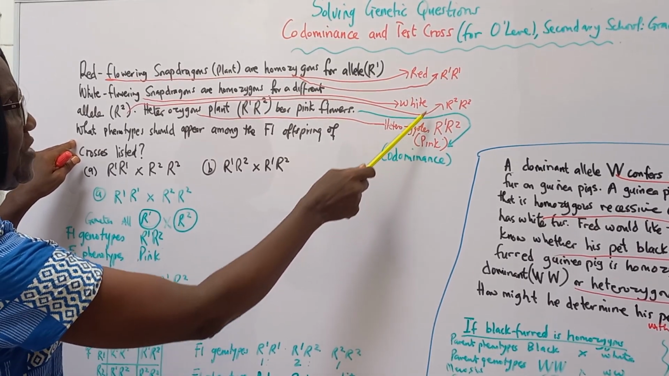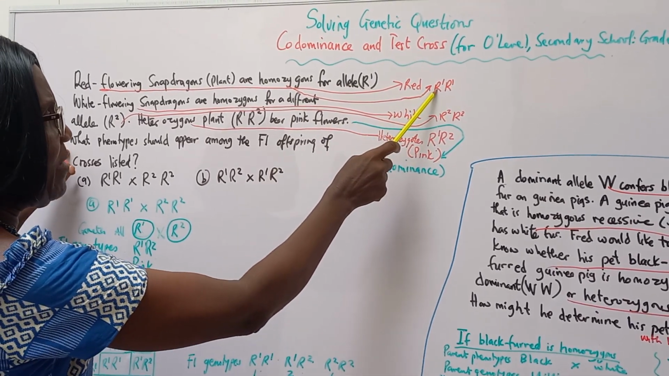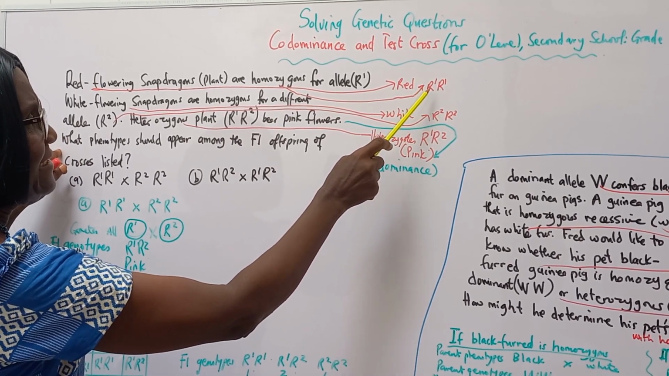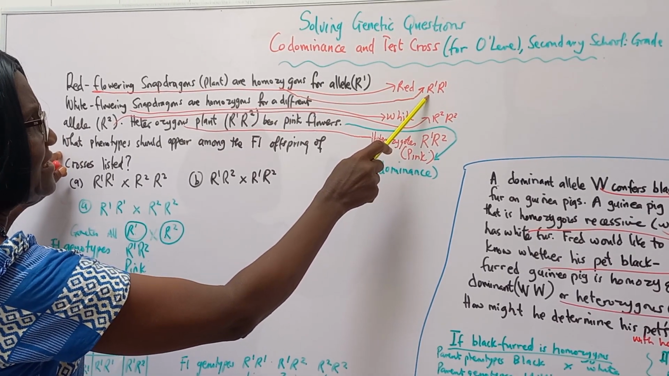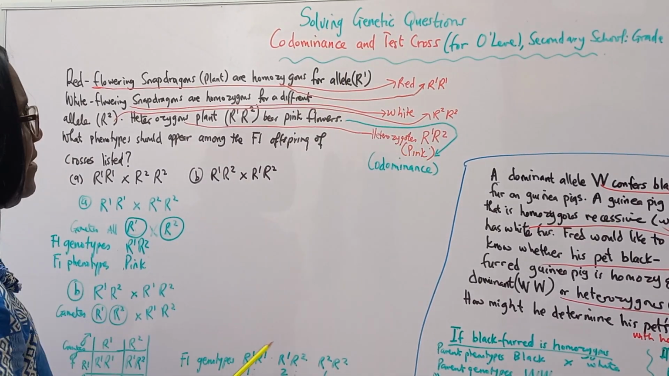And of course, you should even see it's codominance right from the beginning, because in codominance, capital letters are used to represent the gene, and capital letters are also used to represent the allele. So this is codominance, right?